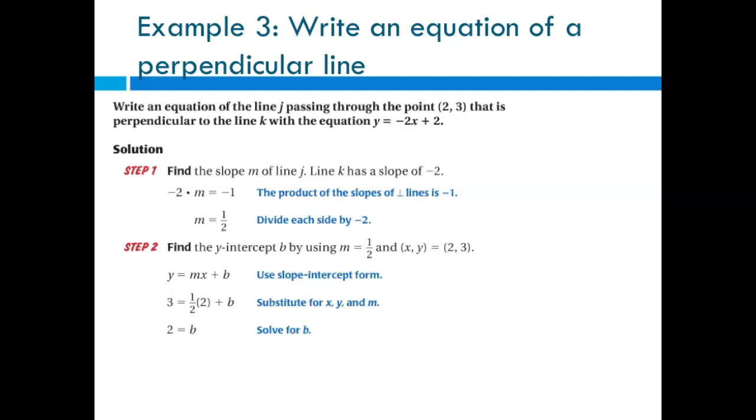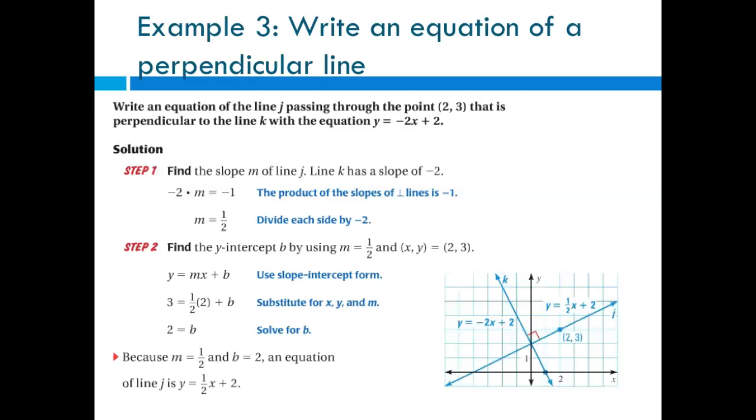So now we have the slope, 1/2, and we have the y-intercept, 2. And we can plug those numbers in, and we have y = 1/2 x + 2. Now just to verify what this looks like, if we were to graph both lines, we have y = -2x + 2 drawn in here. And then we also have our line j, y = 1/2 x + 2, drawn there. And we can see that these are in fact perpendicular.